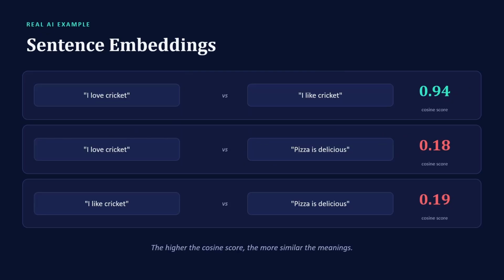Here you see the same sentence embeddings. We have passed "I love cricket", converted to the embedding, the numerical vector representation, and "I like cricket". Both we have passed to the cosine. Then it produces output 0.94, so they are more similar. And "I love cricket" and "pizza is delicious" produces only 0.18, meaning they are not similar at all. "I like cricket" and "pizza is delicious" also produced a very low cosine score. Here, the higher the cosine score, the more similar the meaning.